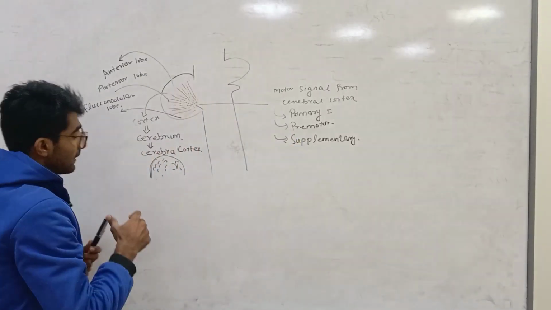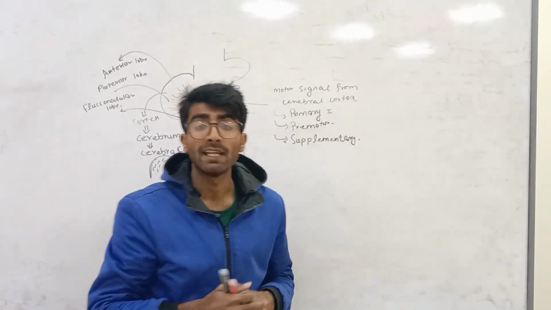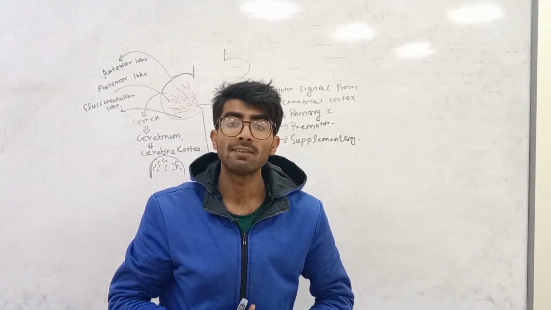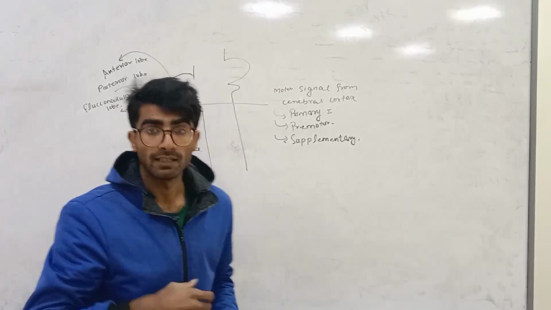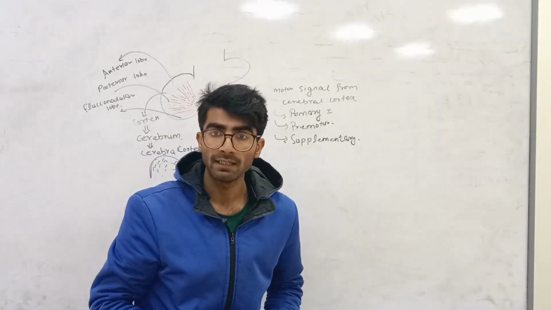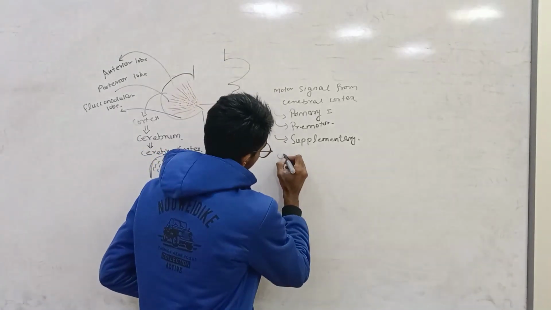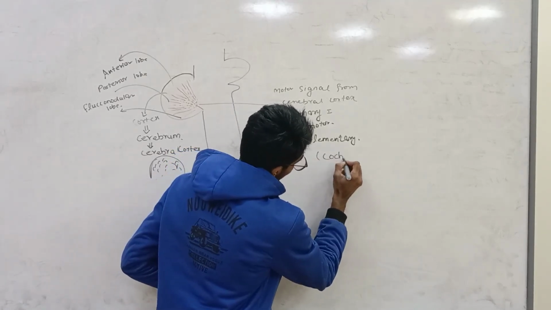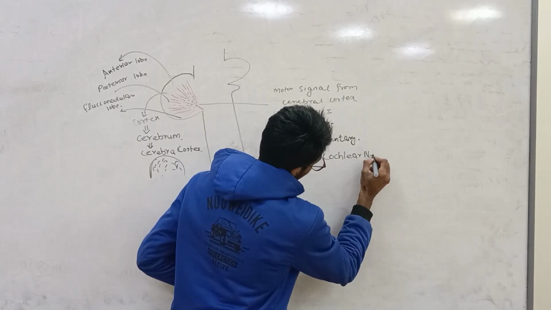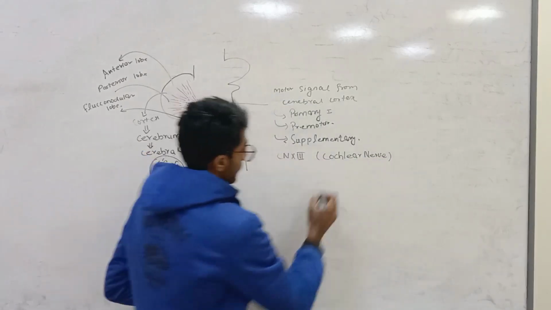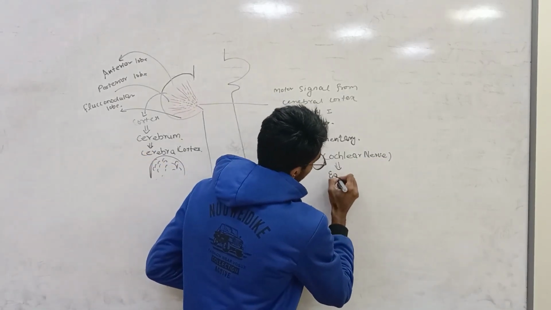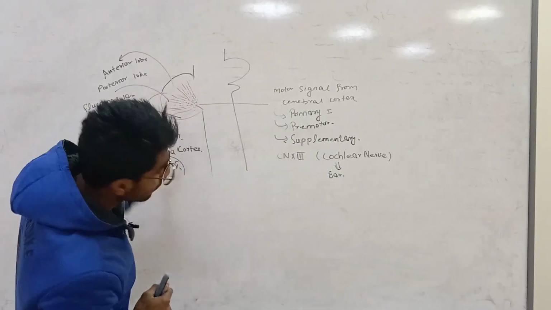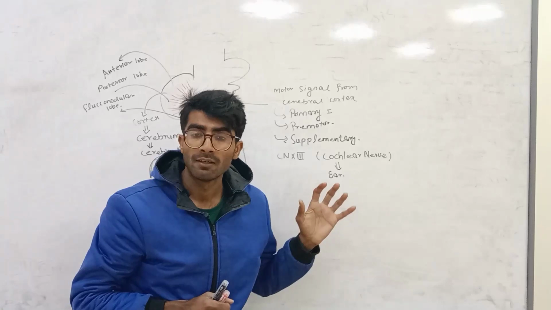It also gets information from cranial nerve 8, which is known as the cochlear nerve. This nerve comes from the middle ear, cranial nerve 8, known as the cochlear nerve, in the ear. Now, it also gets information from vision movement.